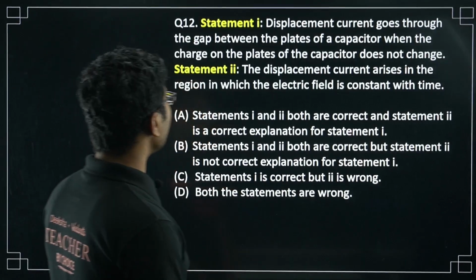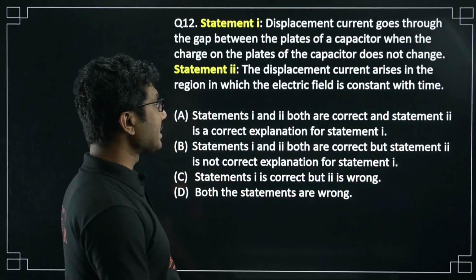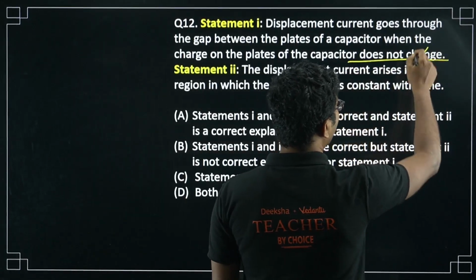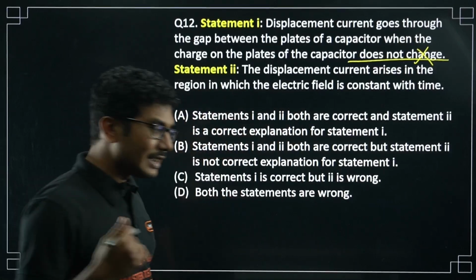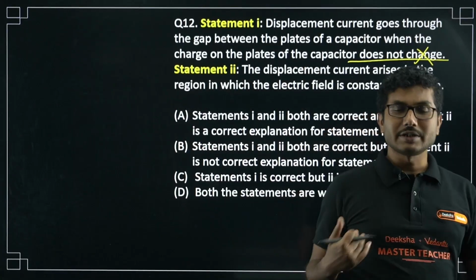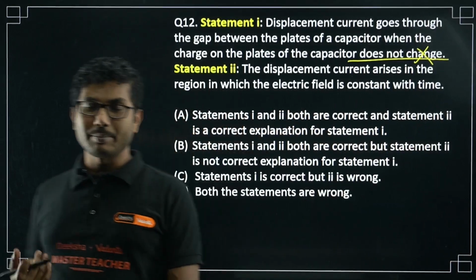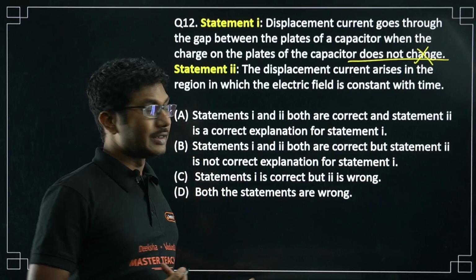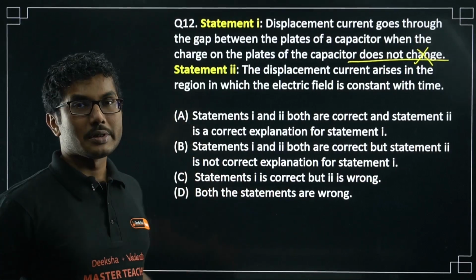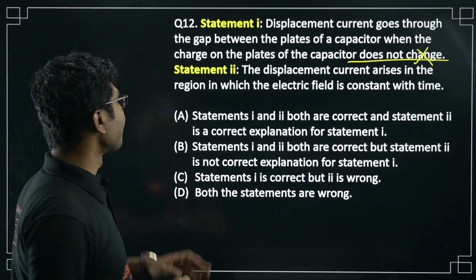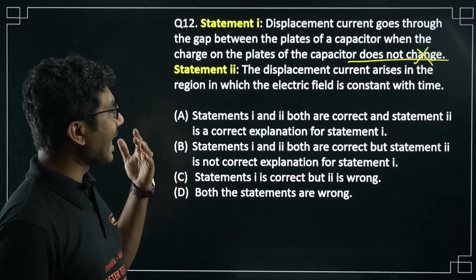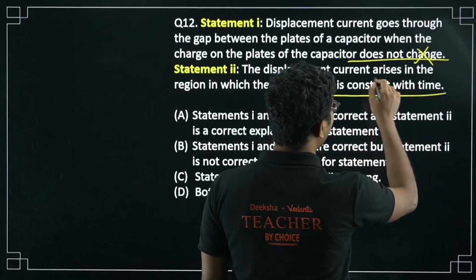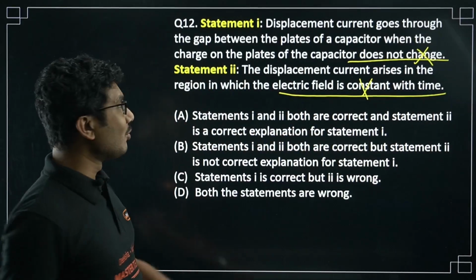Next is statement 1. Displacement current goes through the gap between the plates of a capacitor when the charge on the plates of the capacitor does not change. No. It is only when the charge is changing, that is, when the capacitor is charging, that displacement current passes through the gap. If it does not change, the displacement current will be 0. Statement 2: displacement current arises in the region in which the electric field is constant with time. No, again wrong. The electric field must vary. So both statements are wrong.